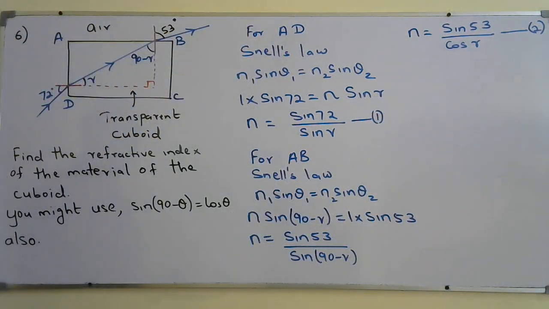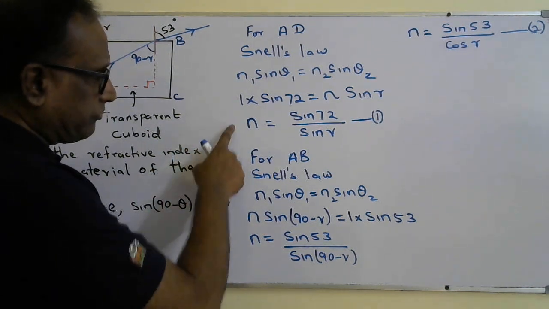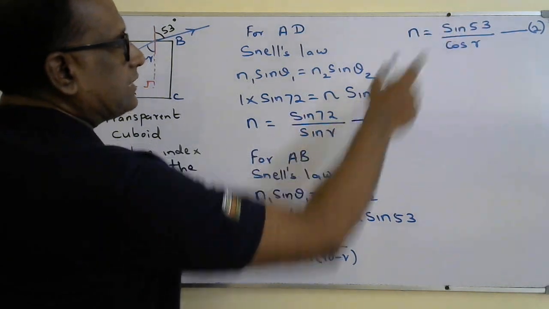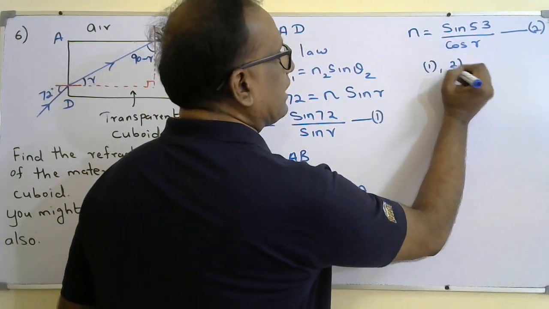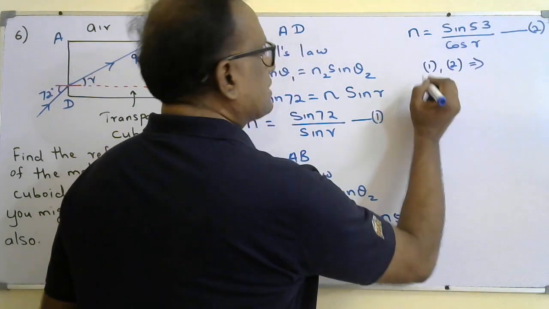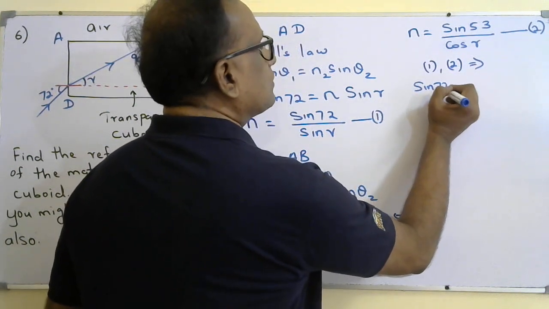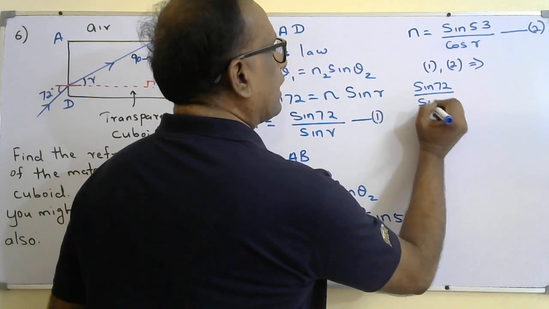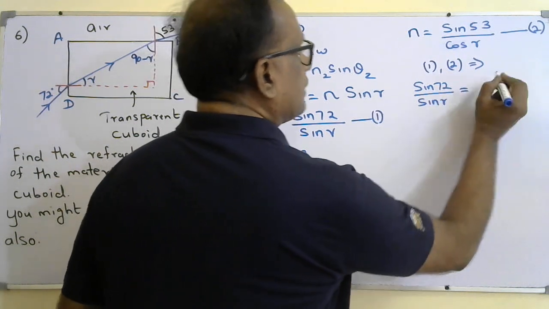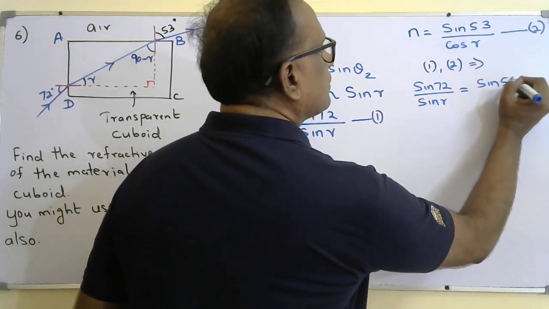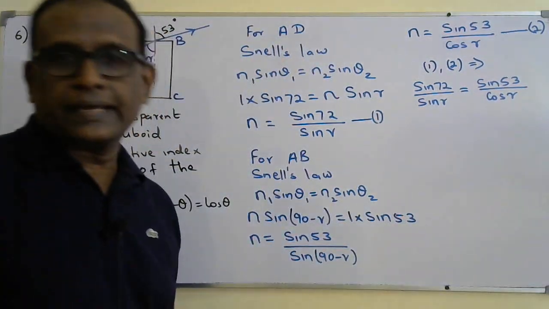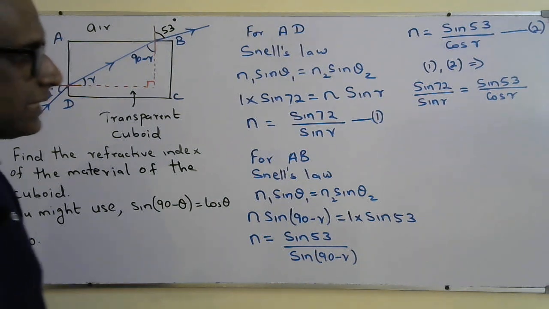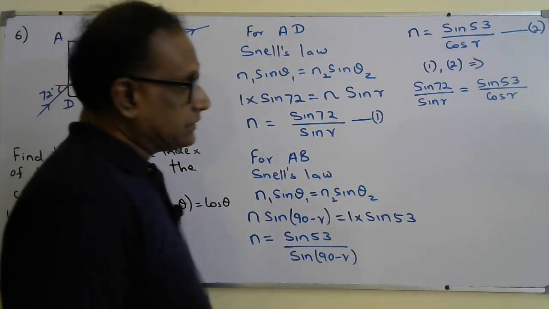When we consider the first equation and second equation, the left side is the same quantity, the refractive index. Therefore, the right side should be the same. So sine 72 over sine r equals sine 53 over cos r. Nothing hard, but a little bit of math coming.